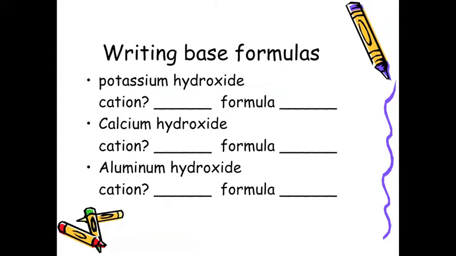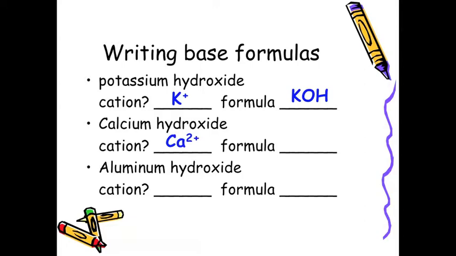Writing some base formulas, you got potassium hydroxide. You can do this on your own if you want, so I'll wait here for a second. Okay, you should be done because you can pause the video. K, formula, KOH, because you put the K with the OH, and there you go.